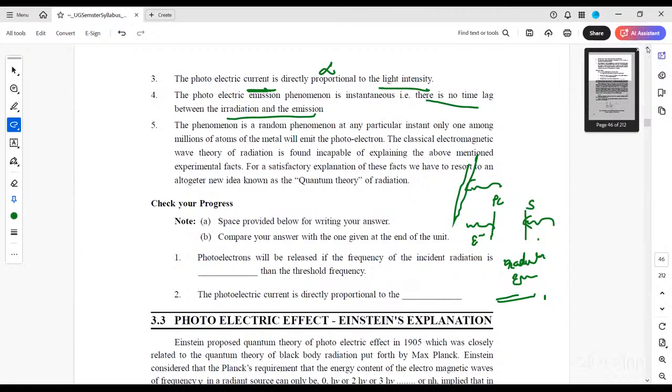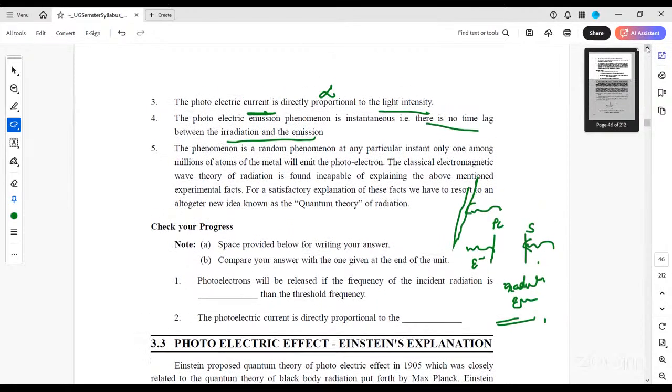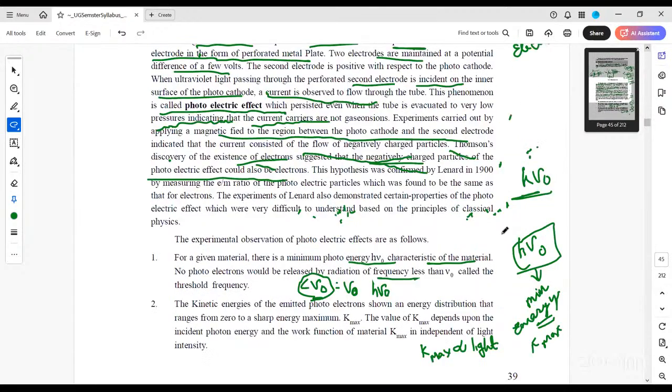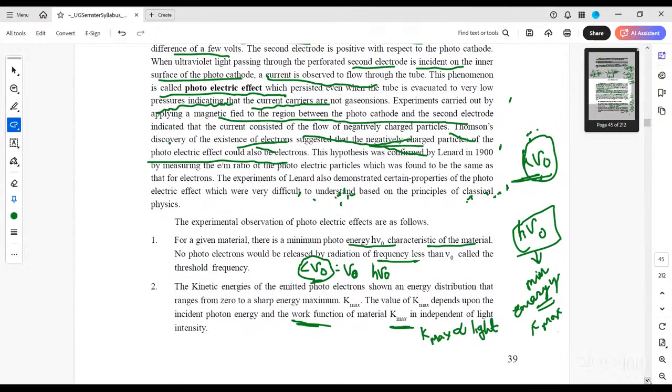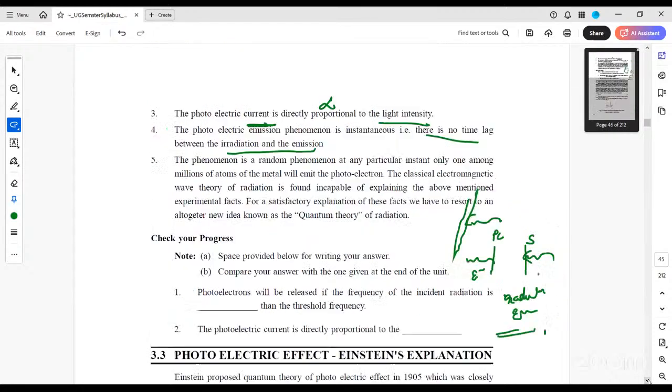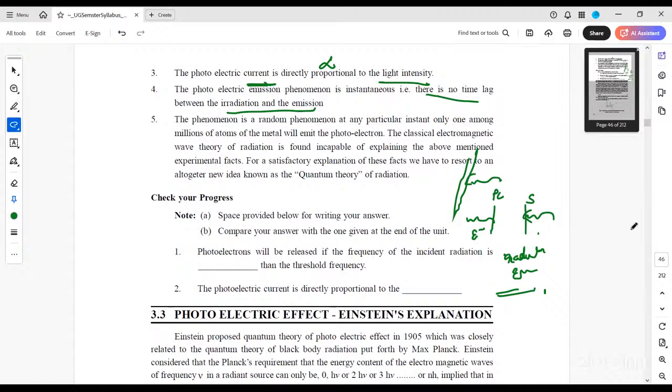So what are the points we discussed? First, there is a minimum threshold frequency h nu naught, and kinetic energy is directly proportional to the light. Work function is independent of light, but kinetic energy is directly proportional to the light. Next, current is directly proportional to the light, and there is no time lag between input and output of the emission. So this is the photoelectric effect. Both the photoelectric effect and Compton effect are important questions from this chapter.